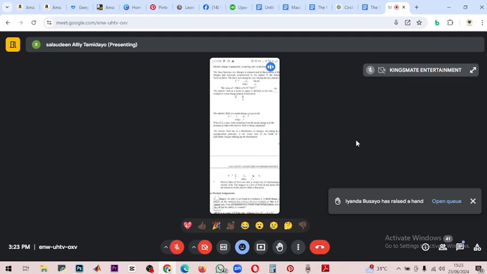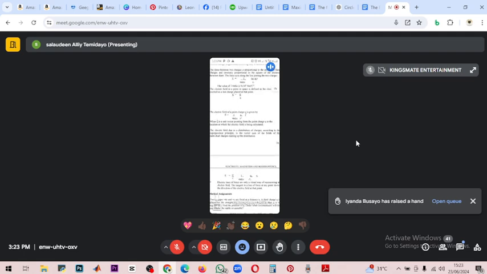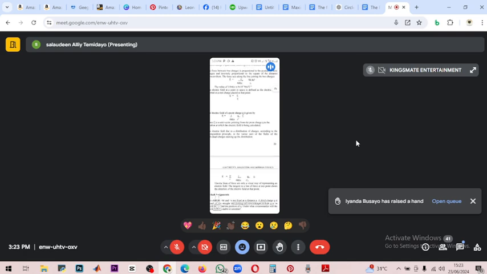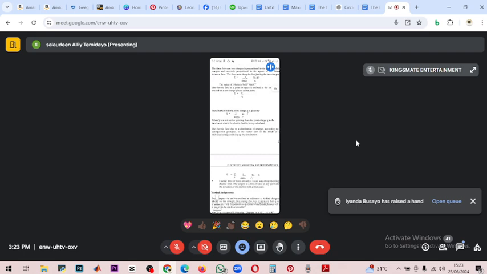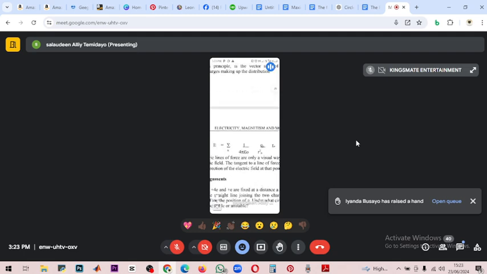They said the electric field due to a distribution of charges, according to the superposition principle, is the vector sum of the fields of the individual charges making up the distribution. The vector sum, that's what I said, that you add them vectorially. So that's why they are using the summation form here.